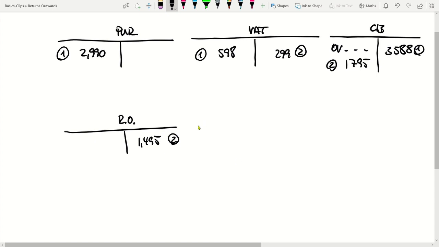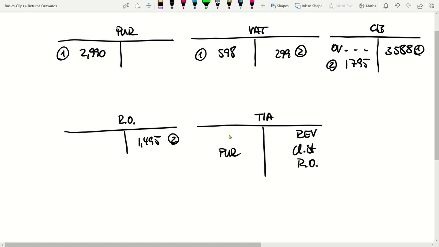In the next step, we prepare the trading account. In our case, the opening value is zero. So is the revenue. Next, we close off the purchase account to trading account, 2,990, and the reference is TA for trading account. In the trading account, the reference is purchase, 2,990.